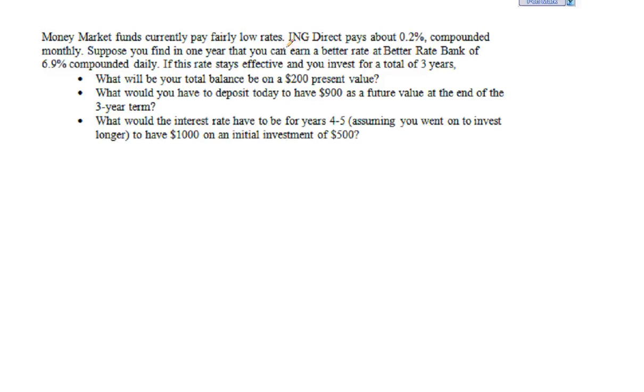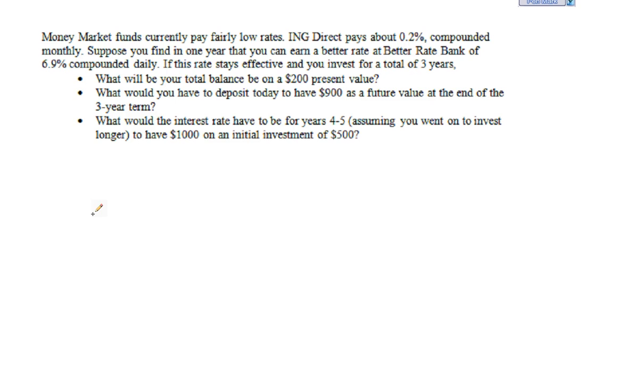ING Direct pays about 0.2% at the current time, compounded monthly. Suppose you find in 1 year that you can earn a better rate at Better Rate Bank of 6.9% compounded daily. If this rate stays effective and you invest for a total of 3 years, what will be your total balance on a $200 present value?